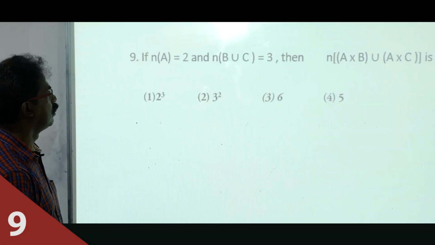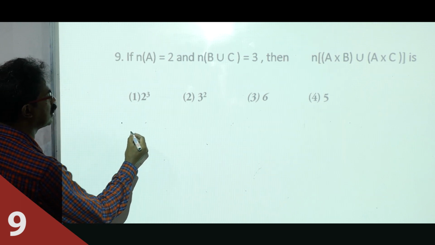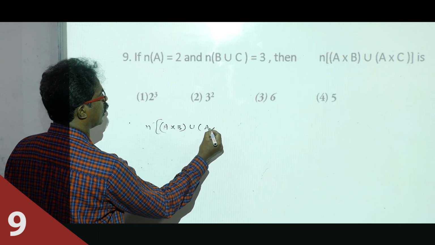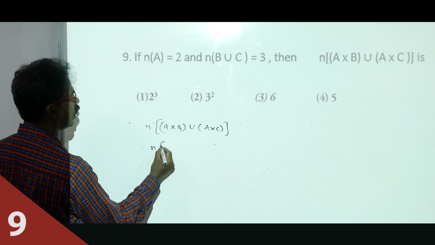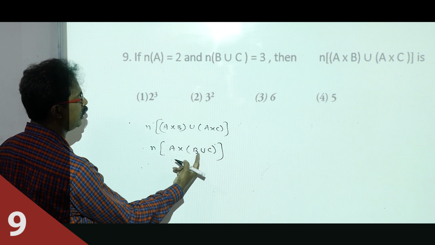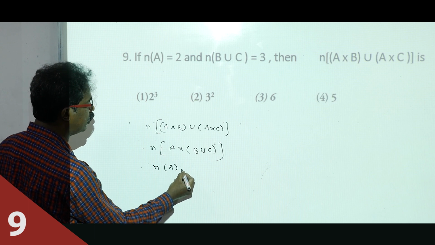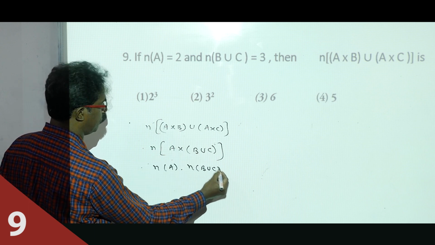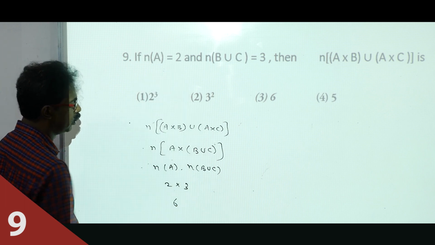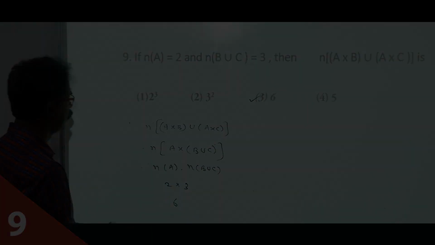See the ninth question, a very similar question. N of A is 2, N of B union C is 3. What are they asking to find? The number of elements in A cross B union A cross C. Again this can be written as N of A cross B union C. You can expand and see, A cross B union A cross C. Now this can be written as N of A into N of B union C. N of A is given as 2. N of B union C is 3. So 2 into 3, the answer is 6. So the correct answer is the third option.